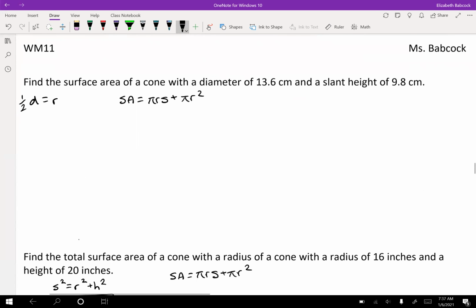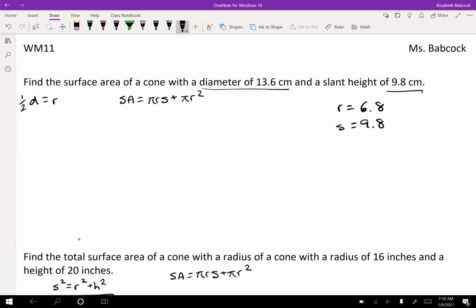Now we have one where we are given the surface area of a cone with a diameter of 13.6 and a slant height of 9.8. So remember, your diameter is double your radius. To get your radius, you just do 13.6 divided by 2. So we have a radius of 6.8 and a slant height of 9.8.